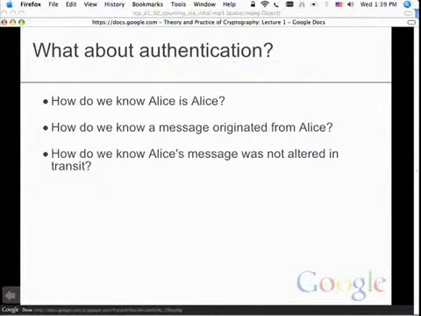So I keep coming back to authentication. How do we know Alice is actually Alice when we talk to her? How do we know that a message came from her? And how do we know that it wasn't altered in transit? If I get a message claiming to be from Alice, how do I know it's actually from her? How do I know it hasn't been altered in transit by somebody else? So another cryptographic primitive that didn't really have an analog in the classical era is authentication primitives.